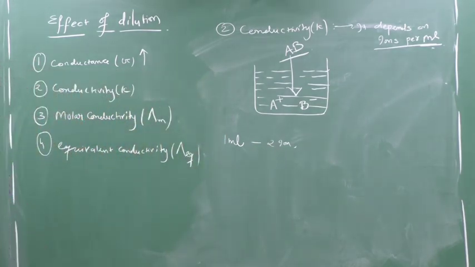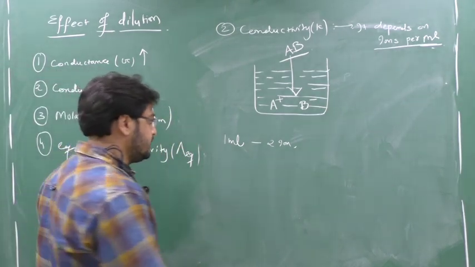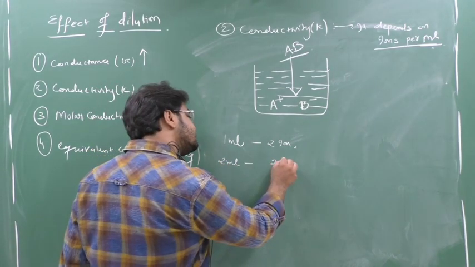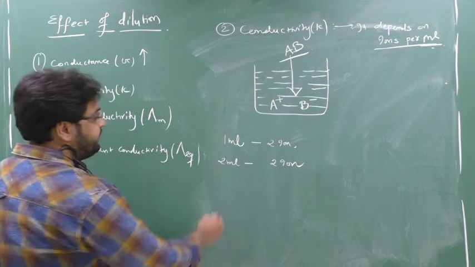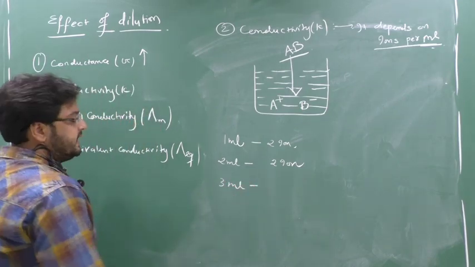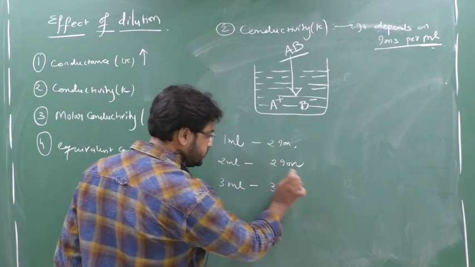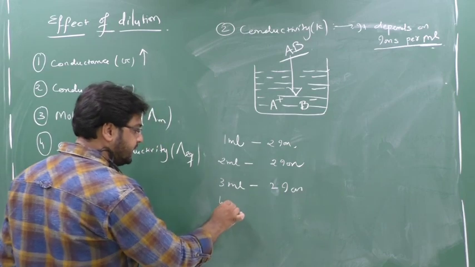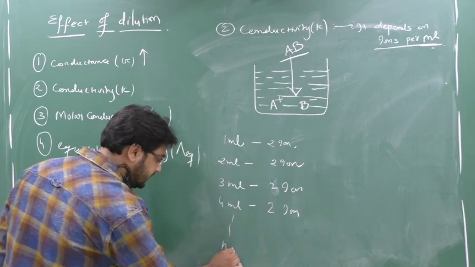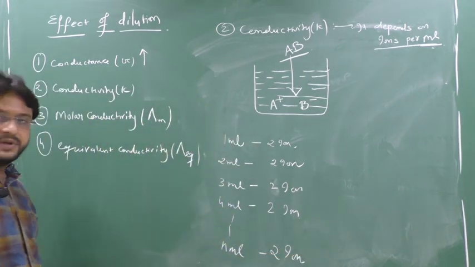Now on dilution, dilution means what? Adding of water. So if I make this 2 ml, what will be the ions? Ions remain as it is, it will be 2 ions only. If I take 3 ml, if I make it from 2 ml to 3 ml, again what happens? Ions remain as it is, 2 ions only. If I take 4 ml, how many ions do I have? I have 2 ions only. If I do n ml, again how many ions do I have? I have 2 ions only. So now what happens? Understanding or not?